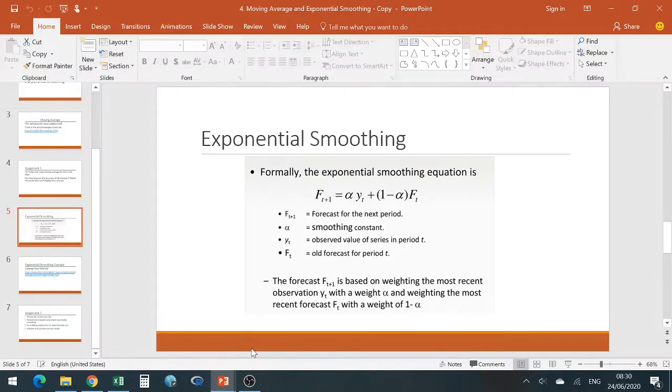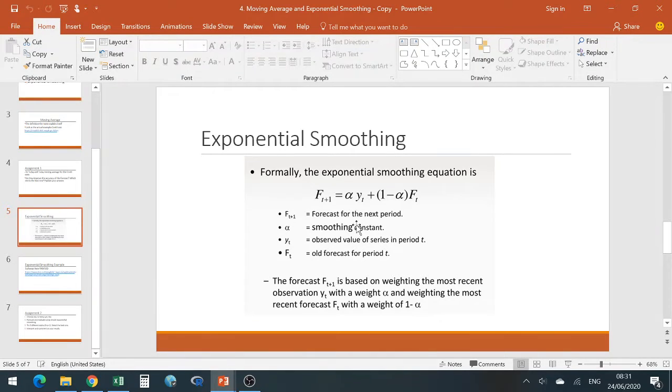Okay, so the second technique that we are going to study this week is called exponential smoothing. This is the formula for exponential smoothing. The forecast for the next period, F(t+1), which is the number we want to calculate, is equal to alpha, which is called the smoothing constant, so it's a constant, times Yt, the observed actual value, plus (1 minus alpha) times Ft, the old forecast, the most recent forecast.